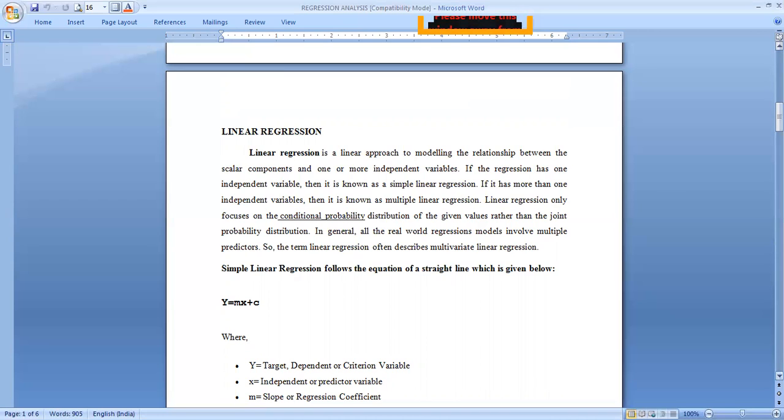Linear regression only focuses on the conditional probability distribution of the given values rather than the joint probability distribution. So it is a very important point that linear regression only focuses on the conditional probability distribution of the given values rather than the joint probability distribution. In general, all the real-world regression models involve multiple predictors. So the term linear regression often describes multivariate linear regression.